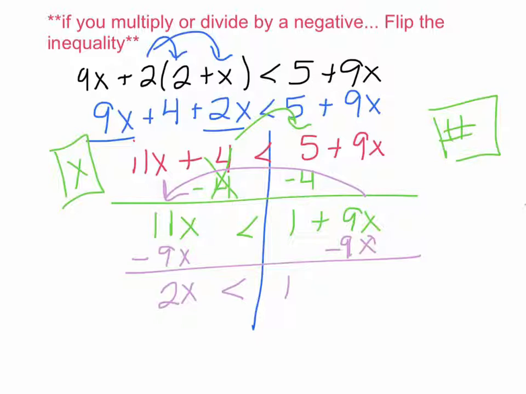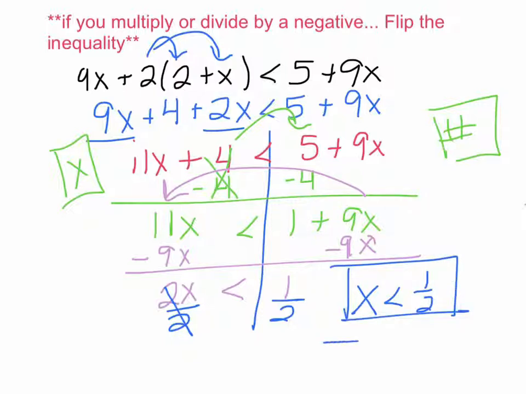My next step here, to get x by itself, I'm going to divide by 2. So now I ask myself, did I multiply or divide by a negative? And the answer is no. So I don't flip my inequality, so my answer is x is less than 1/2. And if I have to graph that, here's 0, here's 1. So 1/2 is in the middle, so I put an open circle and the direction it's pointing.